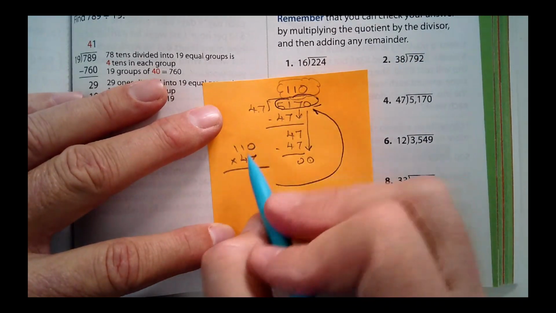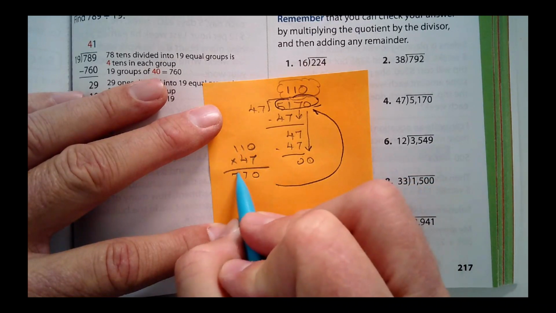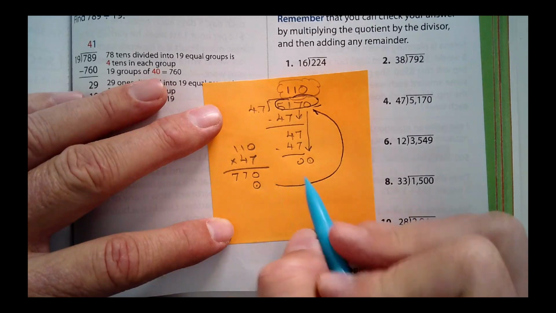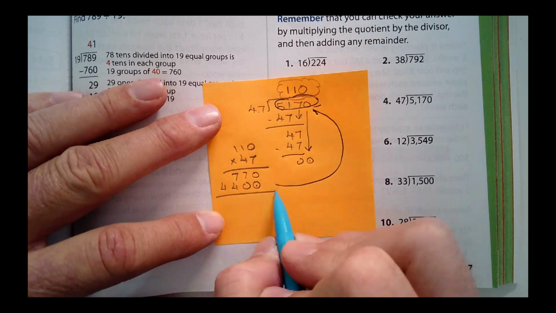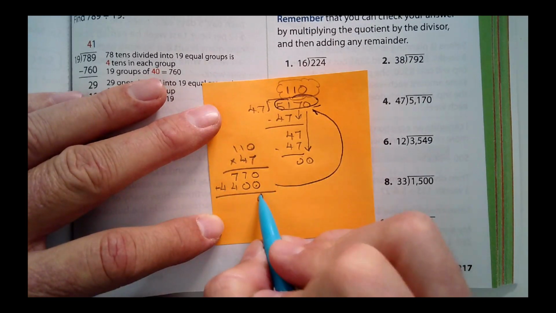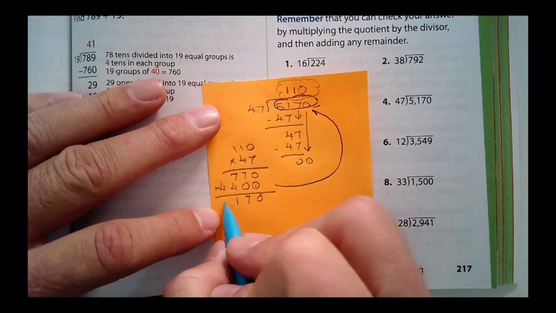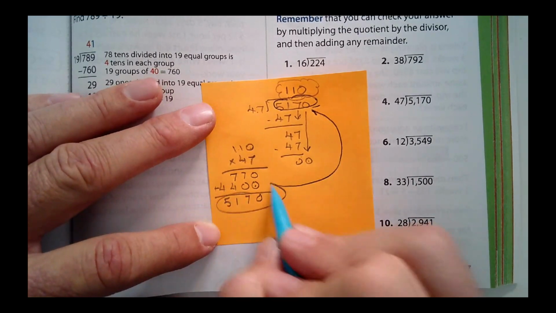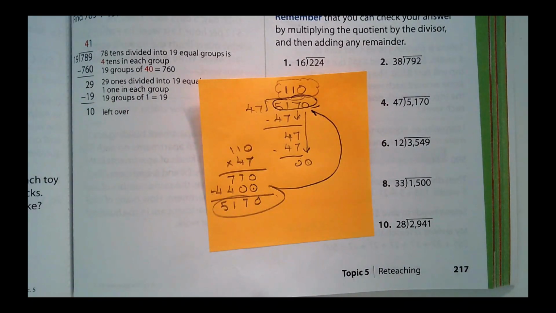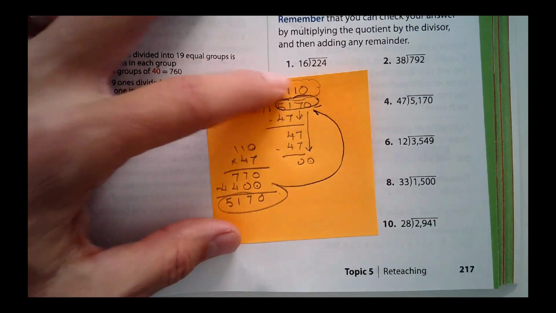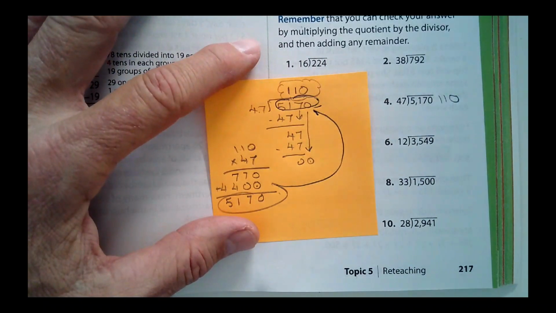So let's see here. 7 times 0, 7 times 1 is 7, 7 times 1 is 7. So I'm going to put my placeholder there. 4 times 0 is 0, 4 times 1 is 4, and 4. So now I'm adding those up. 0 and 0, 0 and 7, 7 and 4 is 11, carry the 1. Look at that, it matches. 5,170, 5,170, okay? So the answer to number 4 was 110, okay?